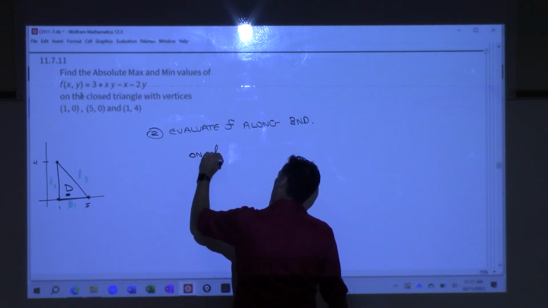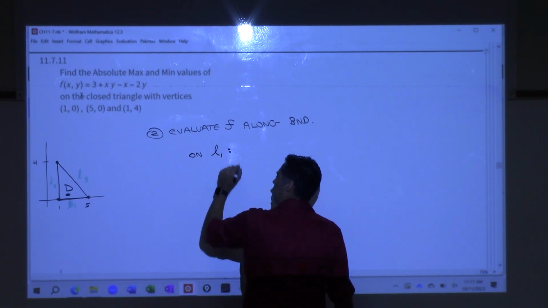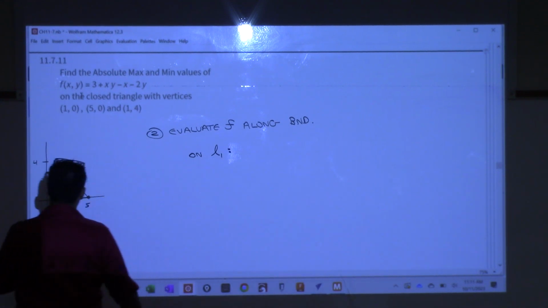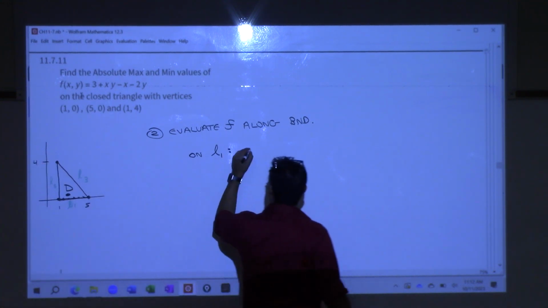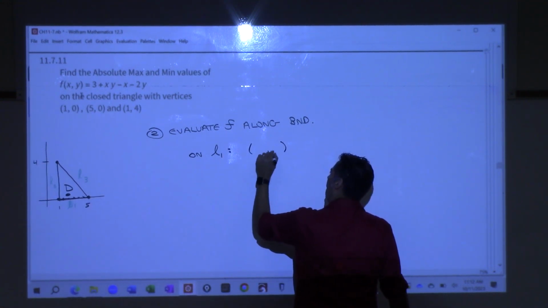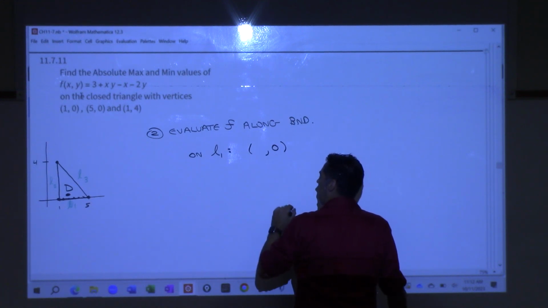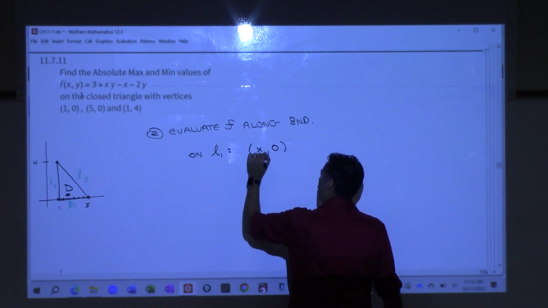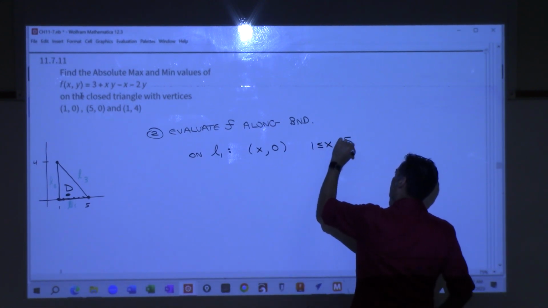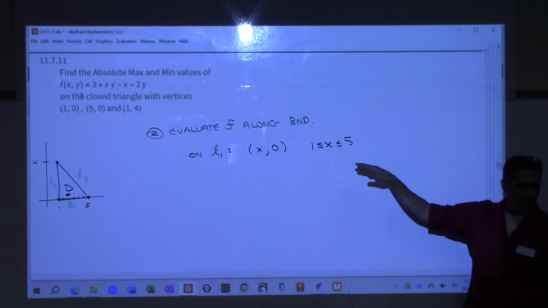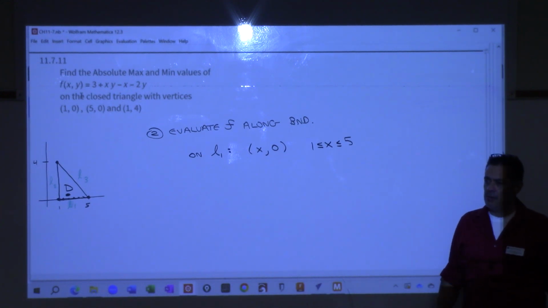When we're on L1, what can you tell me about all points on L1? What do they all have in common? The y is 0, right? The y is 0 for sure. So on L1, all points look like this. The y coordinate is 0. And the x coordinate, what can you tell me about it? It's just between 1 and 5, right? You know that much. Y'all agree? Every point on L1 has to look like that.